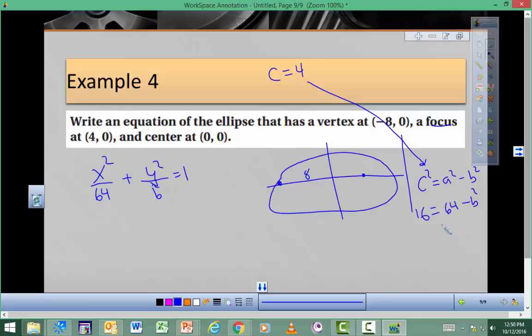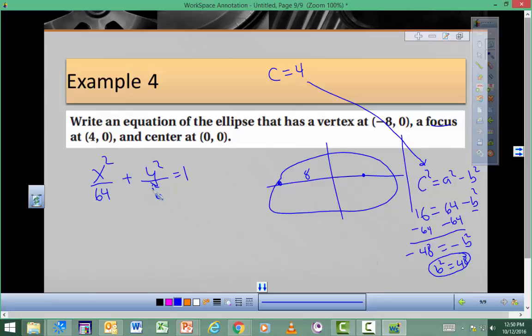So now here's the thing, don't be too clever here. What we want is b squared. Don't solve for b. What you want is b squared. So what's the quickest way to do this? Maybe just subtract 64 here, subtract 64 here, and what do we get over on this side? We have negative b squared is equal to negative 48. And that means b squared is equal to 48, right? Just multiplying through by a negative.